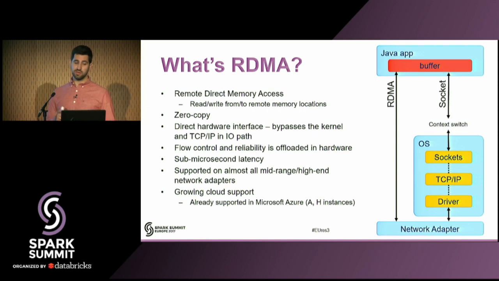So you instantly get zero copy. It's a direct hardware interface, so as we just said, it bypasses the kernel, no TCP/IP stack, nothing goes into the I/O path in terms of going through the software stack. Flow control and reliability is offloaded in hardware, whereas in TCP/IP, it's handled by software and takes precious CPU cycles. It has sub-microsecond latency, and this is something that is very unique to this kind of technology. There are other interconnects that can do stuff like that, but TCP/IP, which is the traditional way to transfer data, doesn't have any of that.